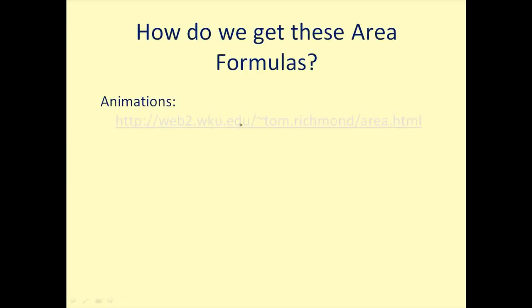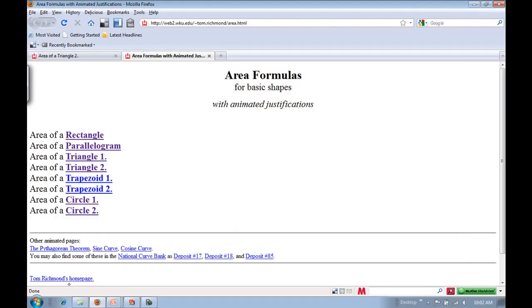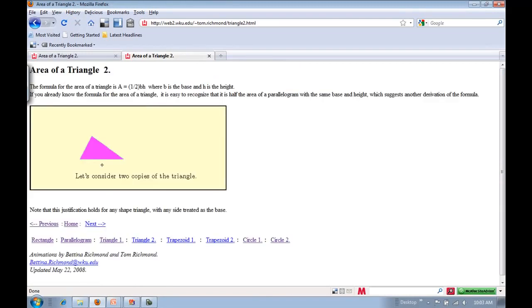I would highly encourage you to visit this website and do some of your own exploring. You have the website, and these were made by Bettina and Tom Richmond. Let's go ahead and take a look at this triangle animation.